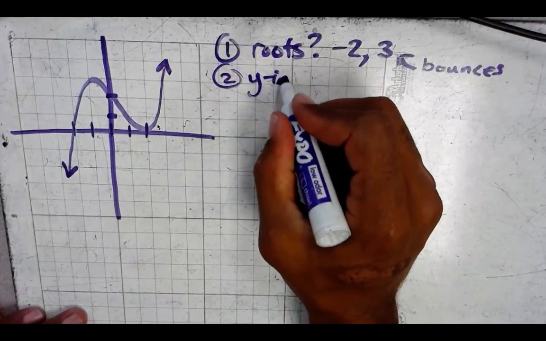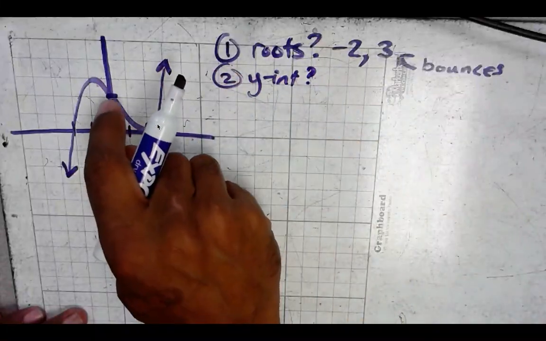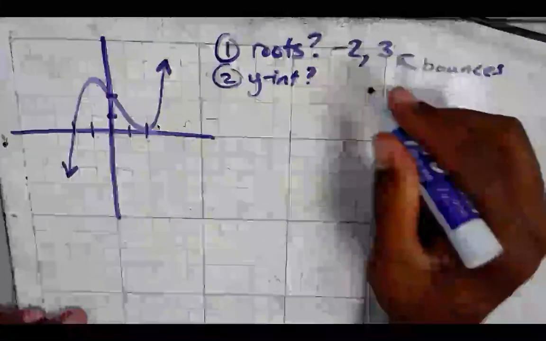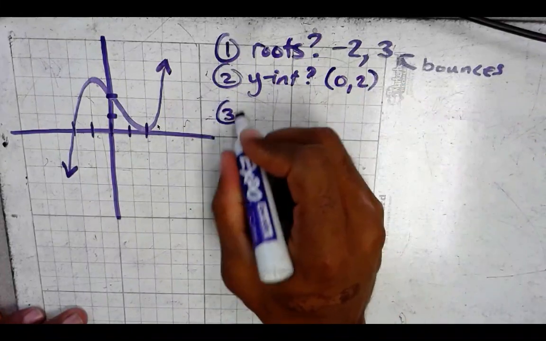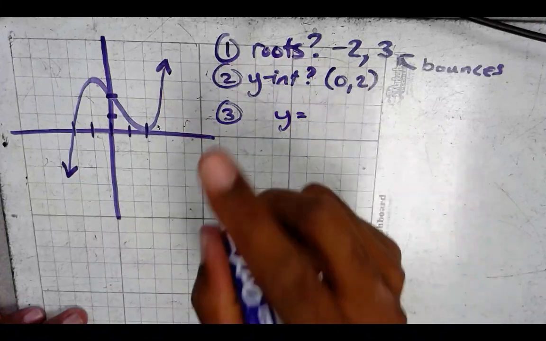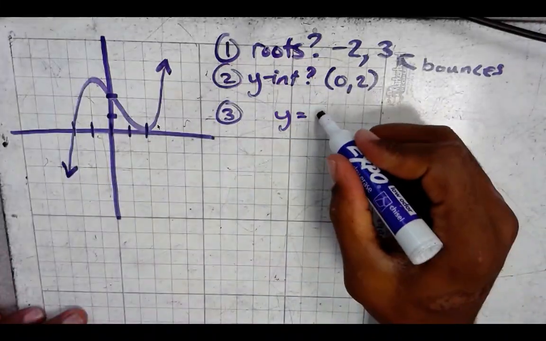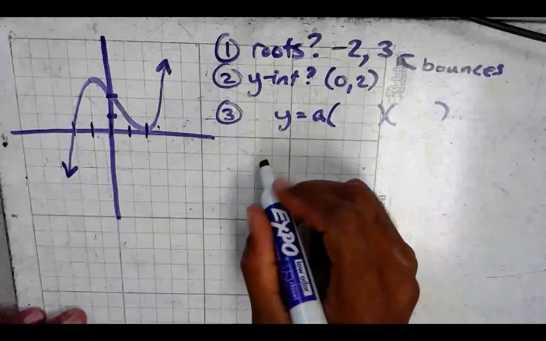Now I want another point. In this case, they give us a y-intercept on the graph, so I'll use that, because that's usually the easiest to plug in. And that's at 2. So I write (0, 2) for the y-intercept. Now we can start setting up our equation with y equals. And remember, we're looking for an accurate equation, so we want to look for that a value. And then we'll write out those factors. All right, so let's set that up.